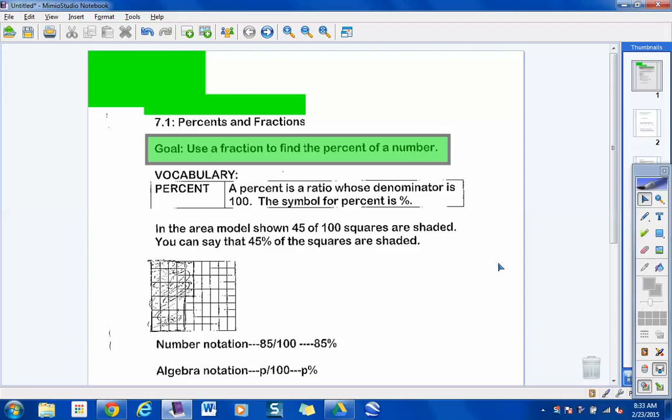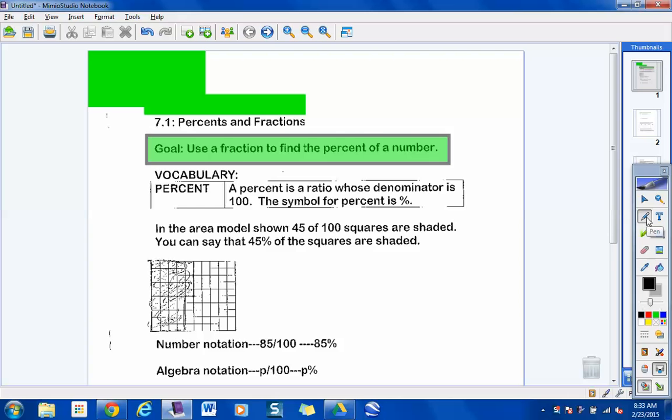Yes. Okay. Use fraction to find a percent of a number. In the vocab right here, percent, we kind of already talked about this. It says a percent is a ratio whose denominator is what value? 100. It's based out of 100. Okay, the base system is 100. And it says the symbol for percent is right there. Okay, you've seen that before.